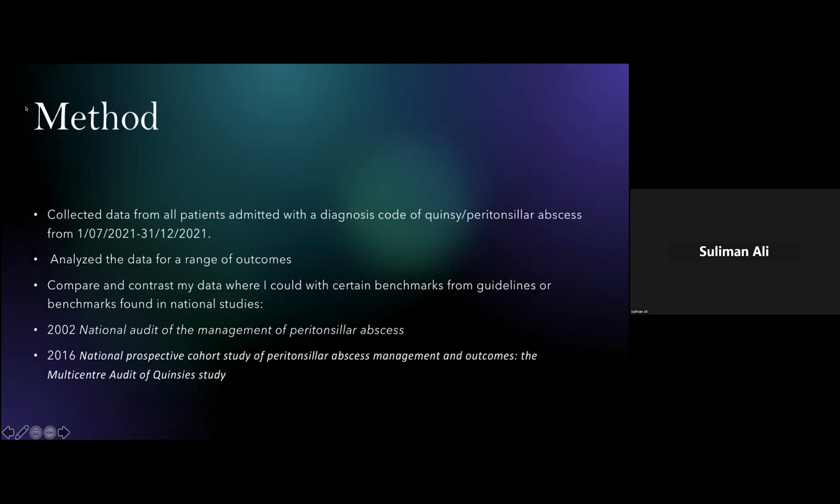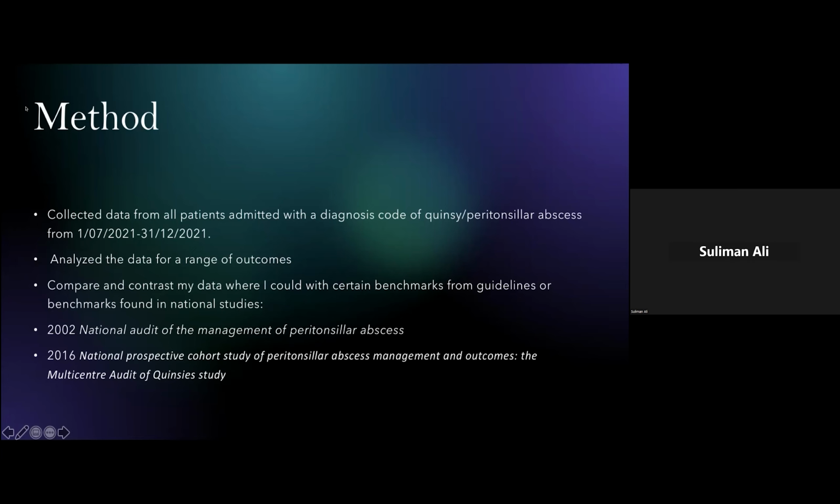So how did I actually go about carrying out this audit? I contacted people in the trust who were able to give me the hospital numbers for all the patients admitted with a diagnosis code for peritonsillar abscesses or quinzies over a 6-month period, from 1st July to 31st December. Because it's all done online now, there's a code which tells you the diagnosis, so I could look up all of the people that were admitted from ED with quinzies. I then analyzed the data for a range of outcomes, which I will talk about in my next slide.